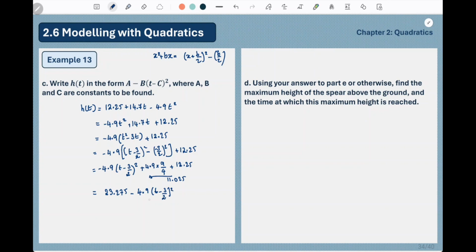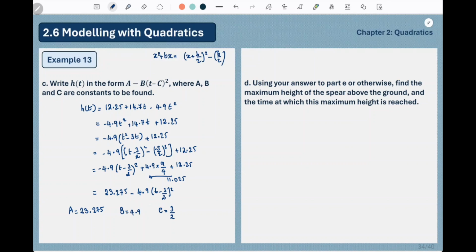The reason I flipped the order is because they asked us to write in this form, and I have to evaluate what a, b, and c are. So I've only written it that way so you guys can see. A in this case is 23.275. B is 4.9. Not minus, because minus is already here, so just 4.9. And c is equal to 3 over 2, 1.5, as you wish.